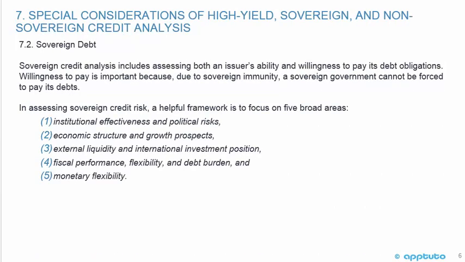Moving on to sovereign debt now. Sovereign credit analysis includes assessing both an issuer's ability and willingness to pay its debt obligations. Willingness to pay is important because due to sovereign immunity, a sovereign government cannot be forced to pay its debts. In assessing sovereign credit risk, a helpful framework is to focus on 5 broad areas. 1, institutional effectiveness and political risks. 2, economic structure and growth prospects. 3, external liquidity and international investment position. 4, fiscal performance, flexibility and debt burden. And finally 5, monetary flexibility.